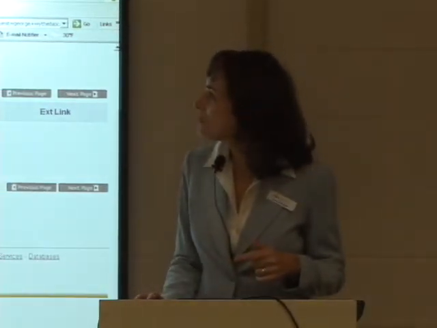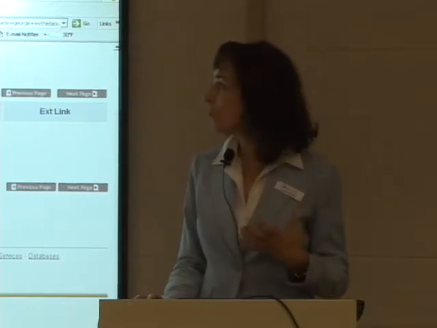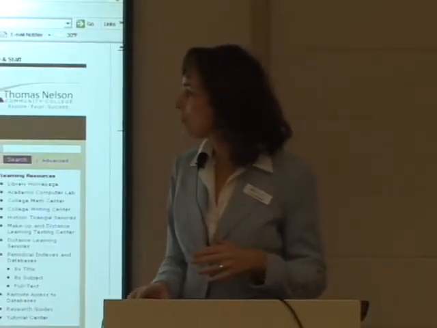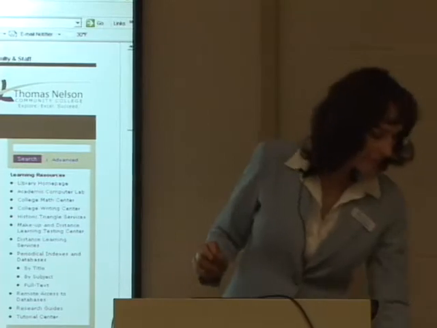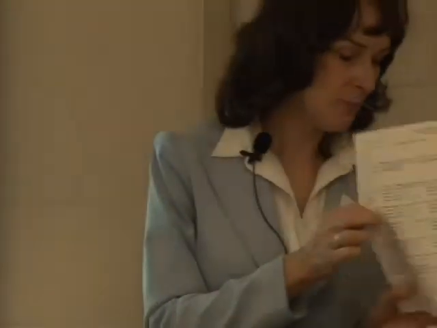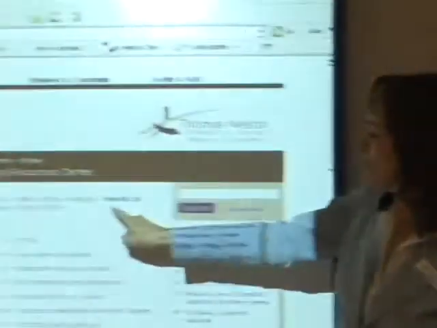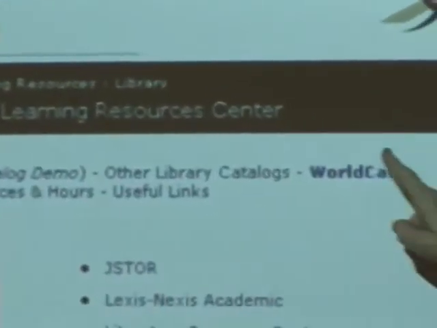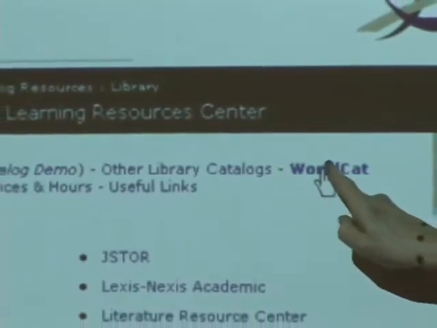All right, so I'm going to move on. I'm going back to our Thomas Nelson homepage. And now the second thing that we're going to talk about is WorldCat. That's part D on your sheet right here. So WorldCat is right here. This is what you want to click on to get to the WorldCat link. So I'm going to click on this.